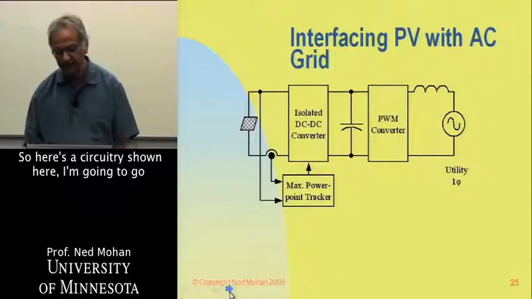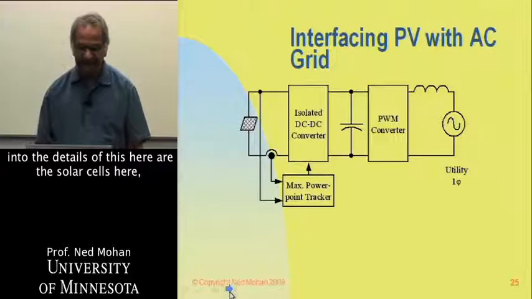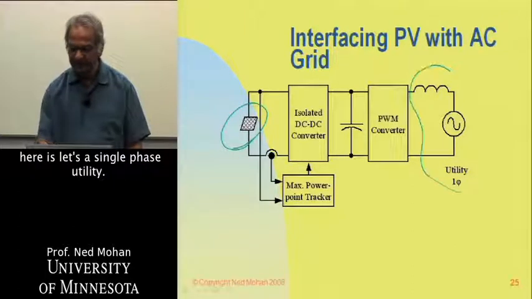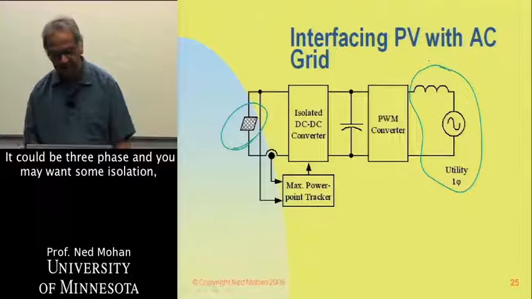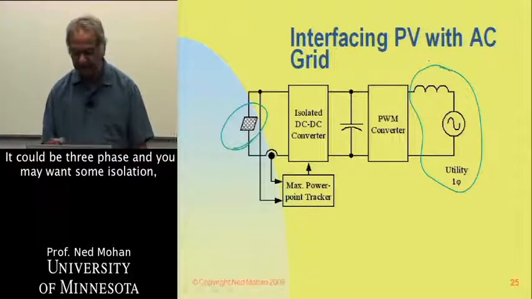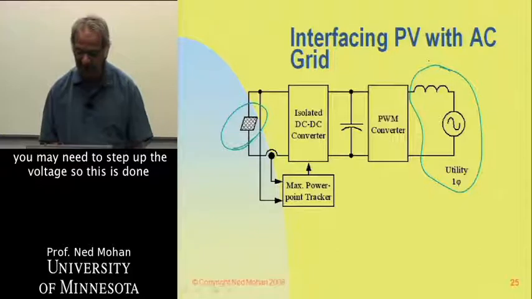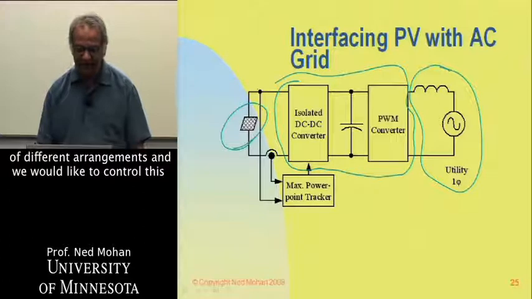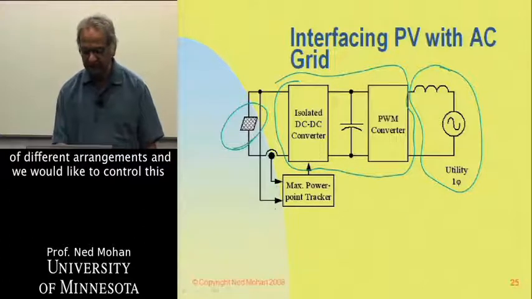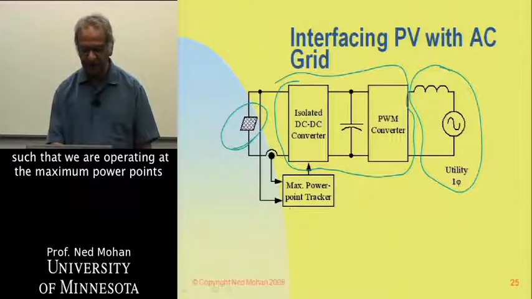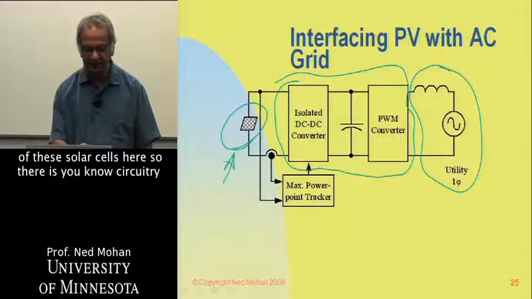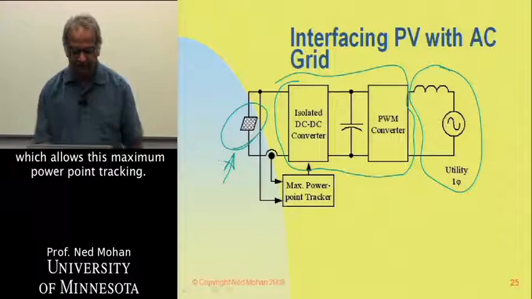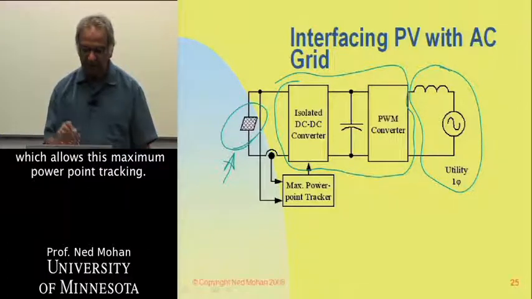So here is the circuitry shown here. I'm not going to go into the details of this. Here are the solar cells. Here is, let's say, a single-phase utility. It could be three-phase, and you may want some isolation. You may need to step up the voltage. So this is done through this power electronics. There are all kinds of different arrangements, and we would like to control this such that we are operating at the maximum power points of these solar cells. So there is a circuitry which allows this maximum power point tracking.